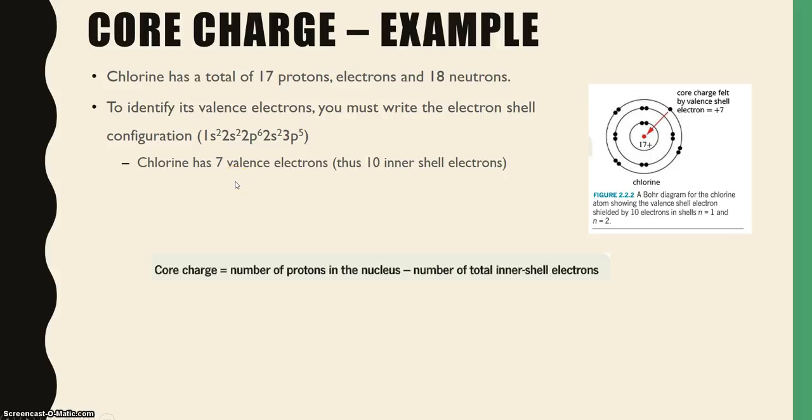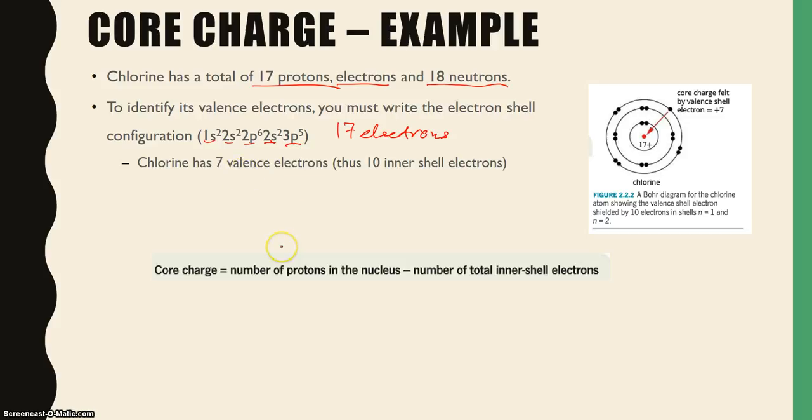An example of this: chlorine has 17 protons and electrons, as it's a neutral atom, and 18 neutrons. To identify its valence structure, you can use the periodic table and locate what period it is in, or you can write it out like this: 1s2, 2s2, 2p6, 3s2, 3p5, so 2, 4, 10, 12, 17. That equals 17 electrons, which is correct. Now, it has 7 valence electrons.